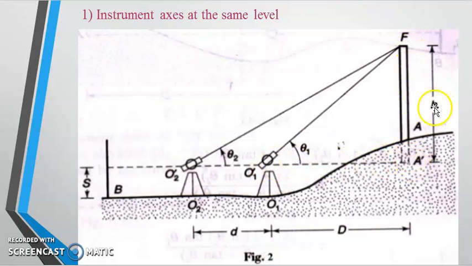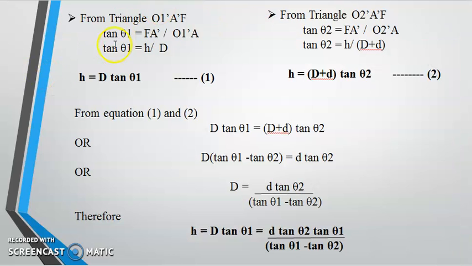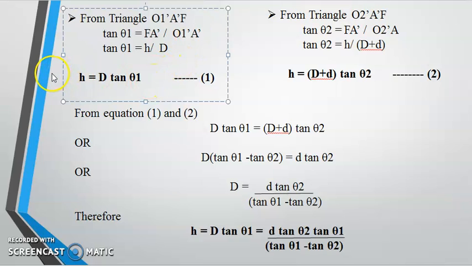So again, this is from the diagram. We can write it as small h divided by capital D. So here tan of theta 1, I have written as FA dash upon O1 dash A dash, and tan theta 1 can be written as h upon capital D. So from here, h is equal to D tan theta 1. This is from one triangle.